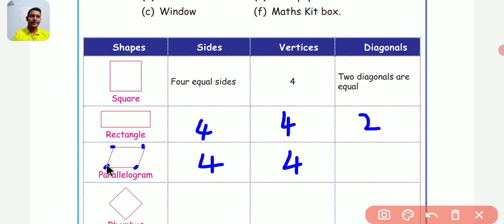And how many diagonals joining the opposite sides? 2 diagonals. Here, 2 diagonals are equal in rectangle and square, but in parallelogram 2 diagonals are not equal. Okay, not equal. 2 diagonals are not equal.